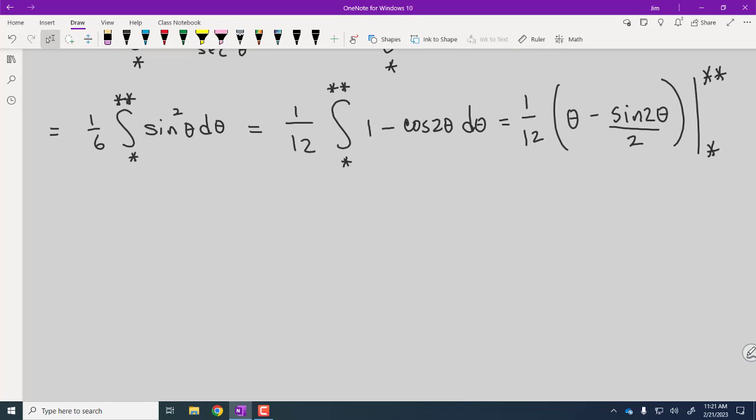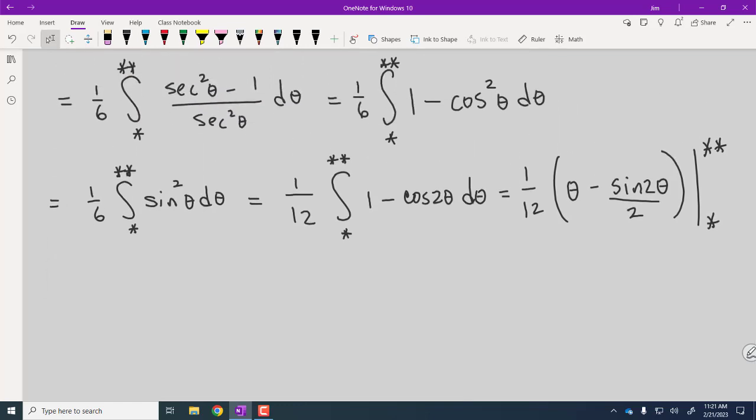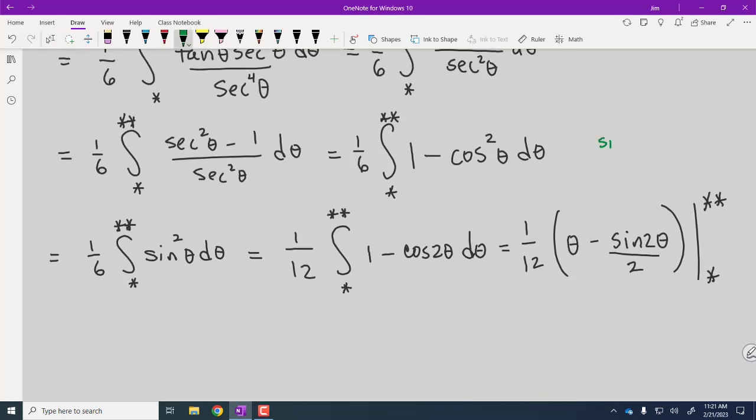Cameron? So the identity that we're using has a 1/2 in it. So we have that sine squared is 1 minus cosine of 2x over 2. So that division by 2 comes out and combines with the 6 to make the 12.